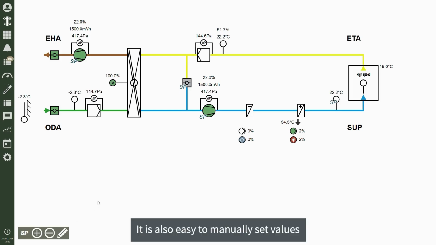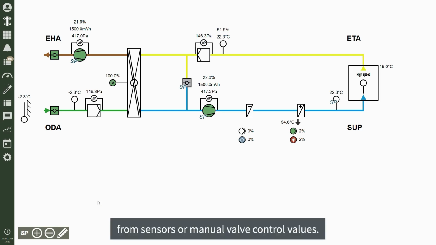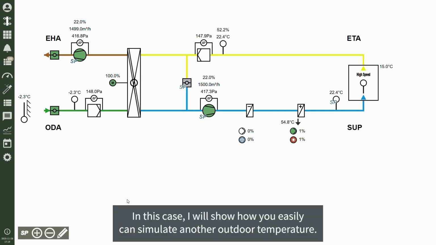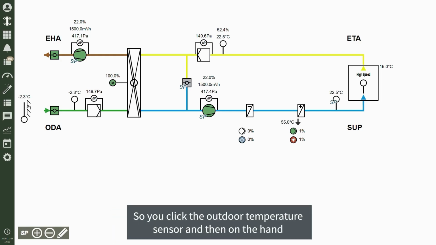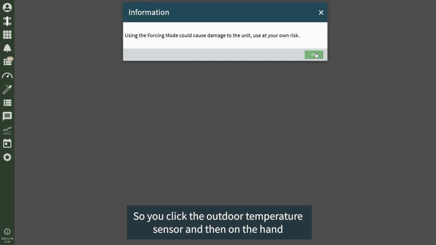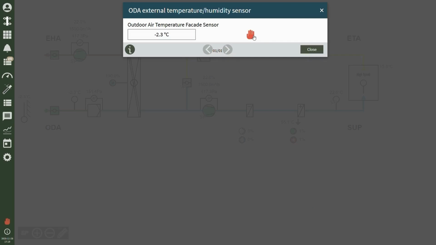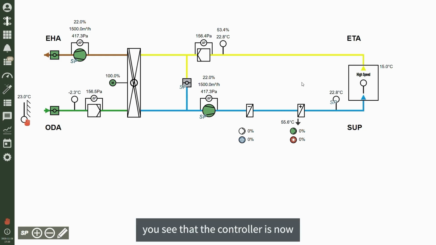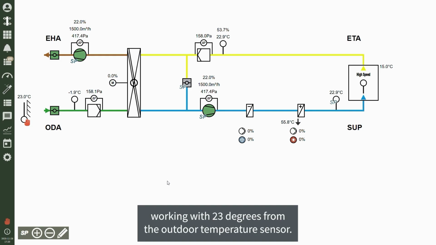It is also easy to manually set values from sensors or manual control values. In this case, I will show how you easily can simulate another outdoor temperature. So you click the outdoor temperature sensor and then on the hand, and now I will change from -2.3 to 23 degrees. I close this pop-up window, and in a few seconds you see that the controller is now working with 23 degrees from the outdoor temperature sensor.